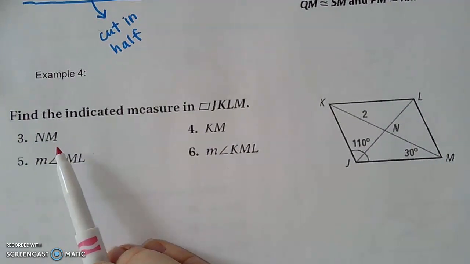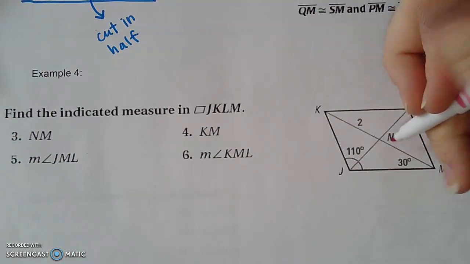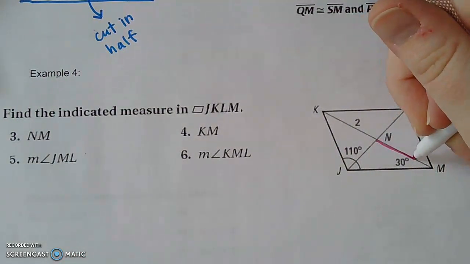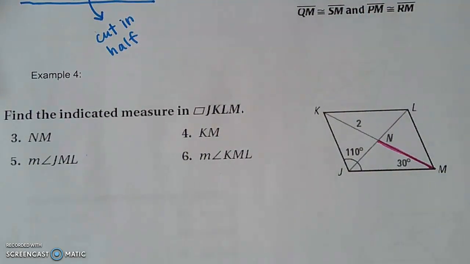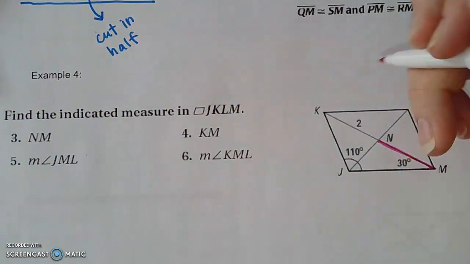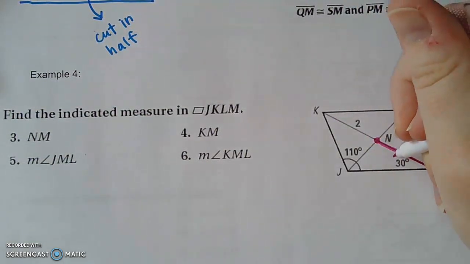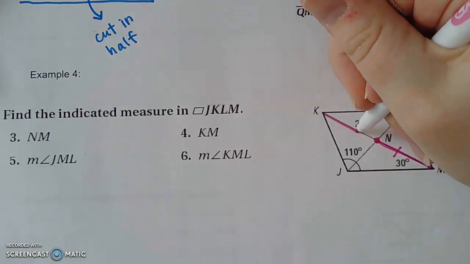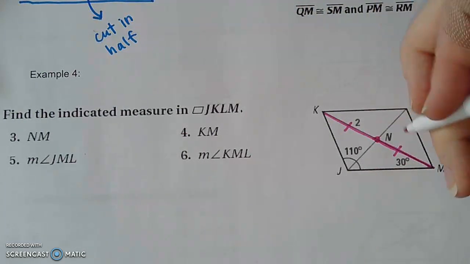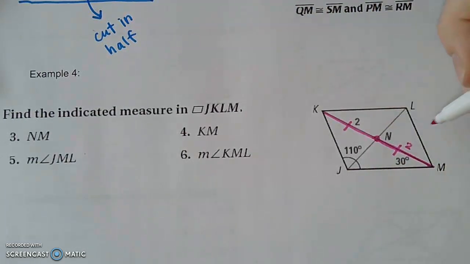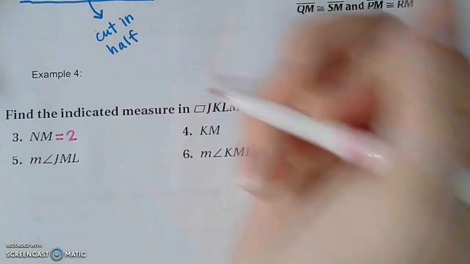So let's start with NM. This is a length. Actually, I'm noticing it's not one of the sides, it's one of the diagonals inside the shape. And I am remembering that in a parallelogram, the diagonals are bisected, right? So I know this side of the diagonal and this side of the diagonal will be congruent. So if this side is 2, then that is 2. So the first one equals 2.